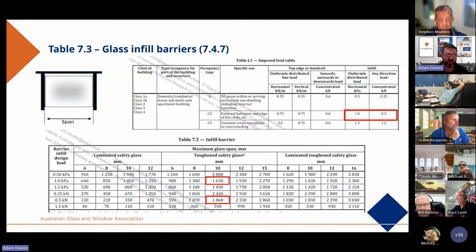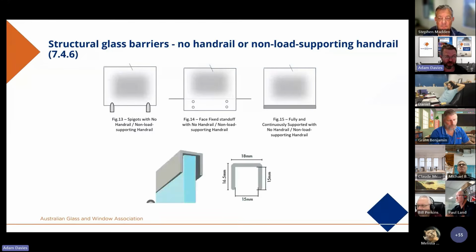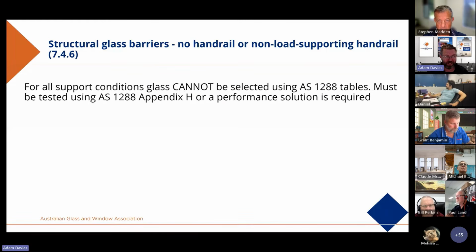If we now talk about structural glass barriers, so this is with no handrail or no load supporting handrail. And again, I'll show the capping rail, which is most certainly a non-load supporting handrail. There has been some changes in the requirements. First of all, there never has been, and there currently is not, under no support condition can glass be selected using AS 1288 tables. So there is no guidance given within the tables for structural barriers with no handrail or no load supporting handrail. These all must be tested to Appendix H that we will speak about, or a conventional performance solution is required.